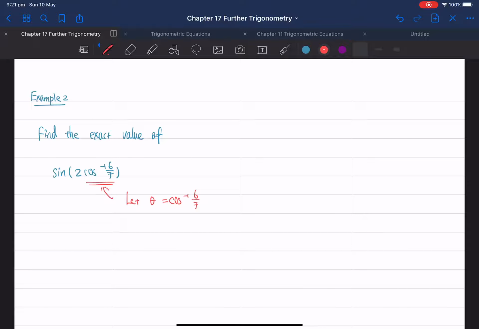All right, so then we can prepare that. We get cosine theta is equal to 6 over 7. And now remember, I draw the quadrant diagram. Cosine is positive in the first and fourth quadrants.